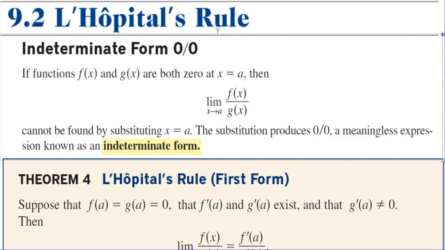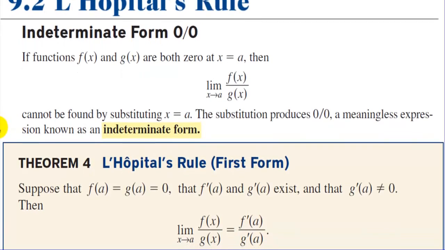2. L'Hopital's rule. Indeterminate form 0 over 0. If functions f of x and g of x are both 0 at x equals a, then the limit as x approaches a of f of x over g of x cannot be found by substituting x equals a. The substitution produces 0 over 0, a meaningless expression known as an indeterminate form.